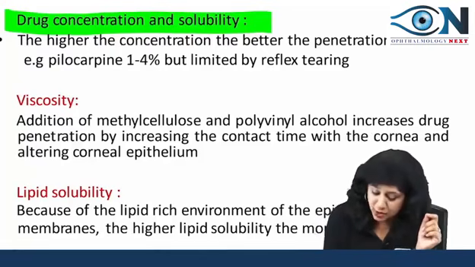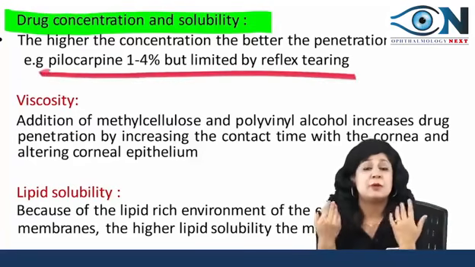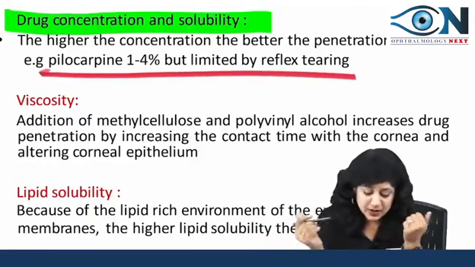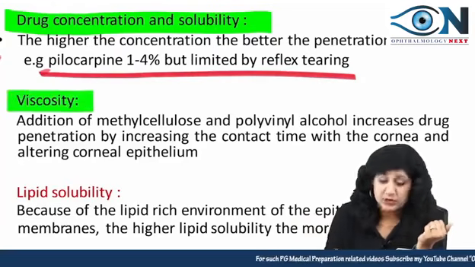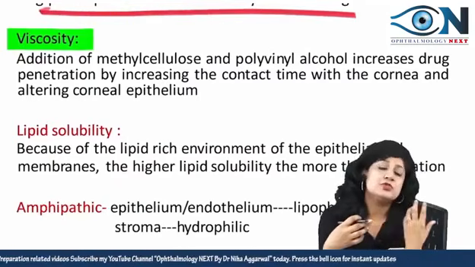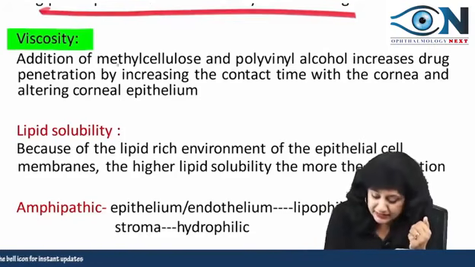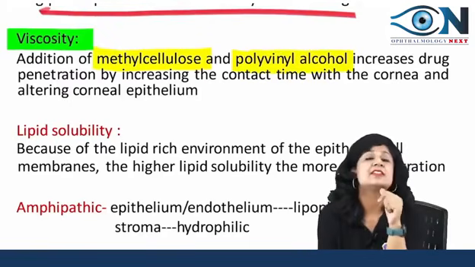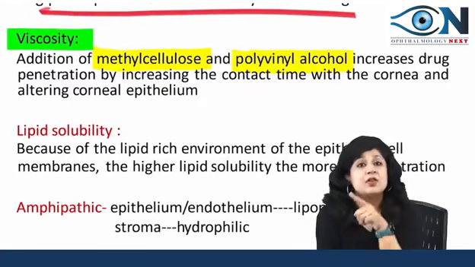For example, if I talk about pilocarpine, we have 1 to 4%. We have pilocarpine 1%, 2%, 3%. I will get better penetration with more concentration. This is your one thing. Second thing that you can have is the viscosity. As I told you, we had a difference in viscosity when I was using a drop, an ointment, a gel. When I add methyl cellulose, polyvinyl alcohol, they are actually increasing the viscosity. Why are they increasing it? Because they are increasing the contact time. Which contact time?